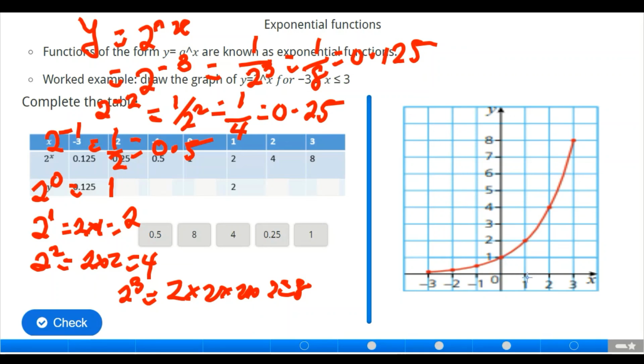Now when x is 1, y is what? Y is 2. And when x is 2, y is what? Y gives us 4. So we have 4. When x is 3, y gives us what? Y gives us 8. And we have it here. And this is going to give us the solution set to today's graph.